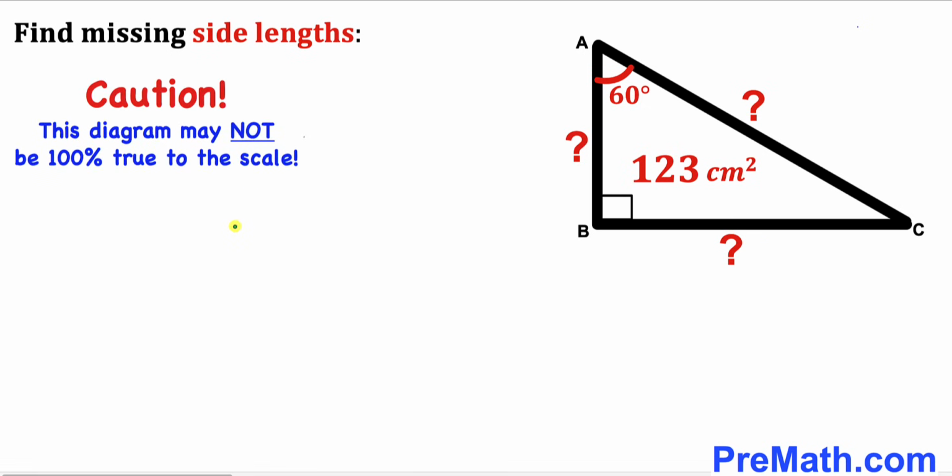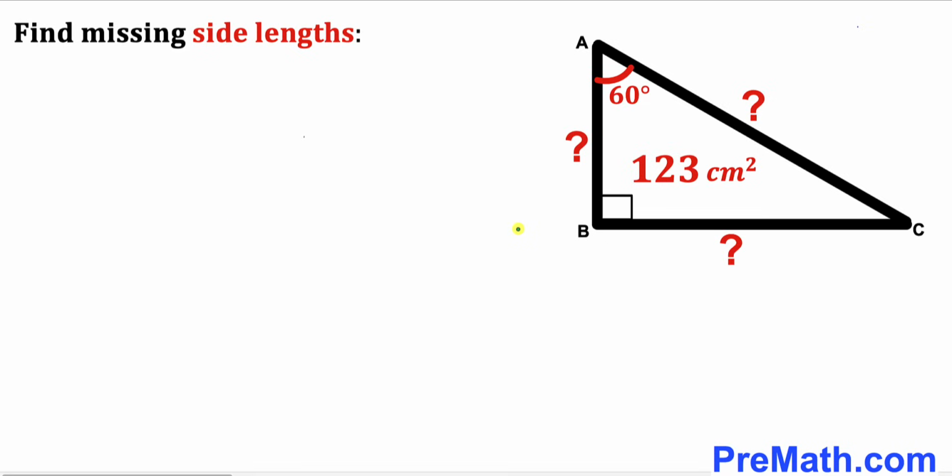And please keep in mind that this figure may not be 100% true to scale. Let's go ahead and get started. Here's our very first step. Let's focus on this right triangle ABC once again. We know this angle is our 90-degree angle, and this is our 60-degree angle.